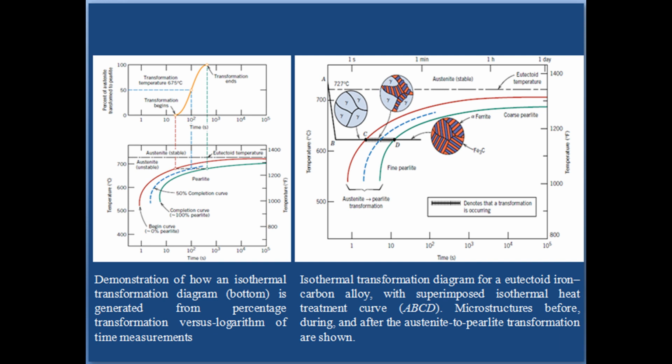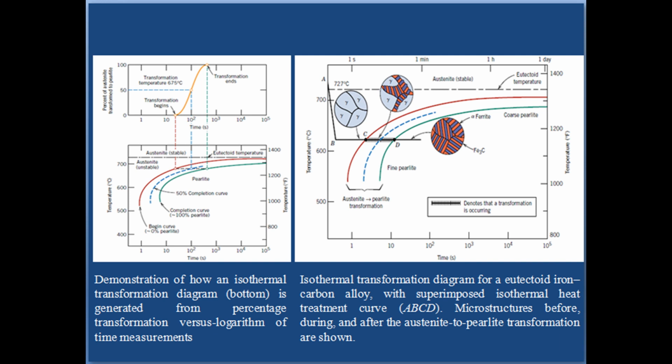These curves were generated from a series of plots of the percentage transformation versus the logarithm of time taken over a range of temperatures. The S-shaped curve for 675°C in the upper portion of the figure illustrates how the data transfer is made. In interpreting this diagram, note first that the eutectoid temperature, that is 727°C, is indicated by a horizontal line. At temperatures above the eutectoid and for all times, only austenite exists, as indicated in the figure.